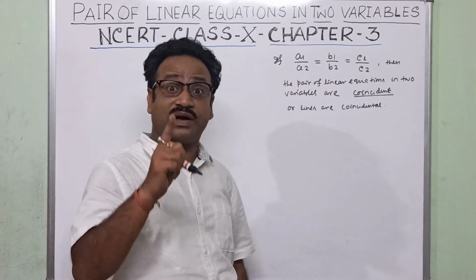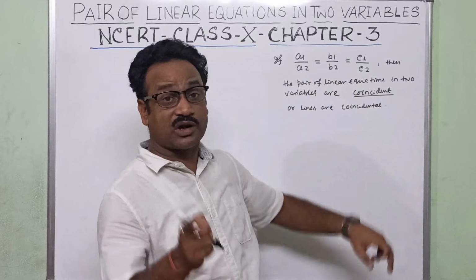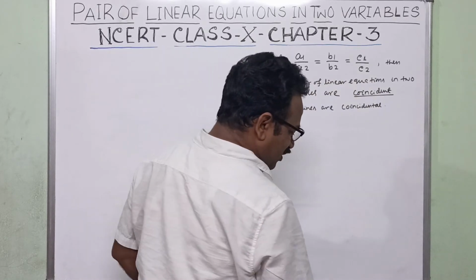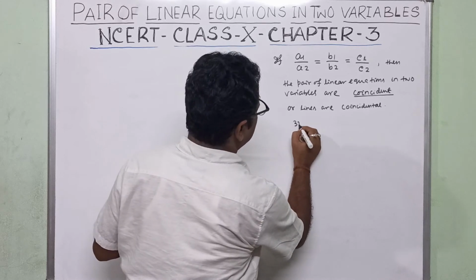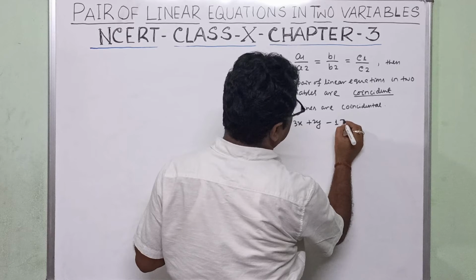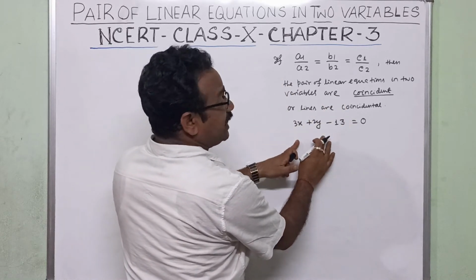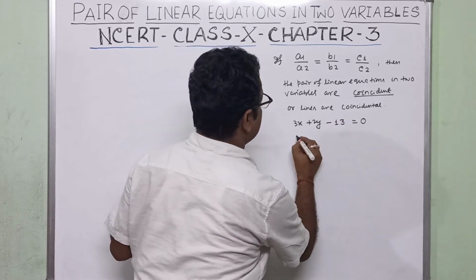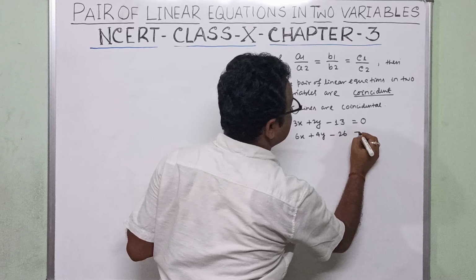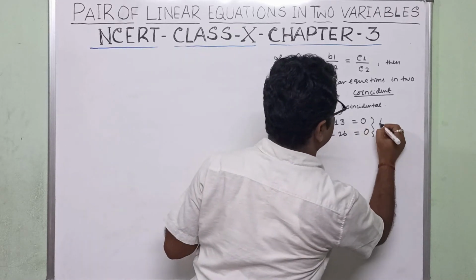What is A1? What is A2? What is B1? What is B2? What is C1? What is C2? Already I have explained you just before. So now let us take one example. Let's say 3x plus 2y minus 13 is equal to 0, in general form written ax plus by plus c is equal to 0. Now 6x plus 4y minus 26 is equal to 0. Okay, a pair of equations.